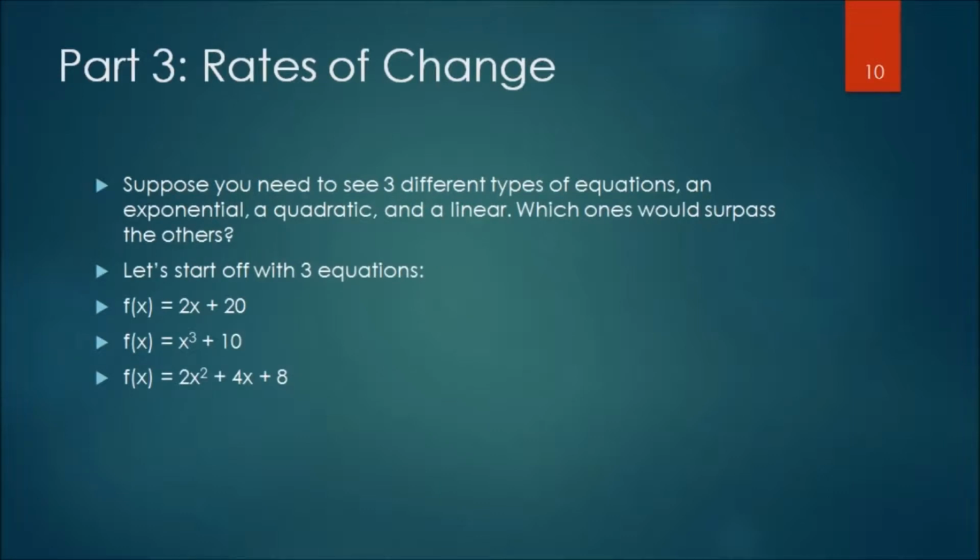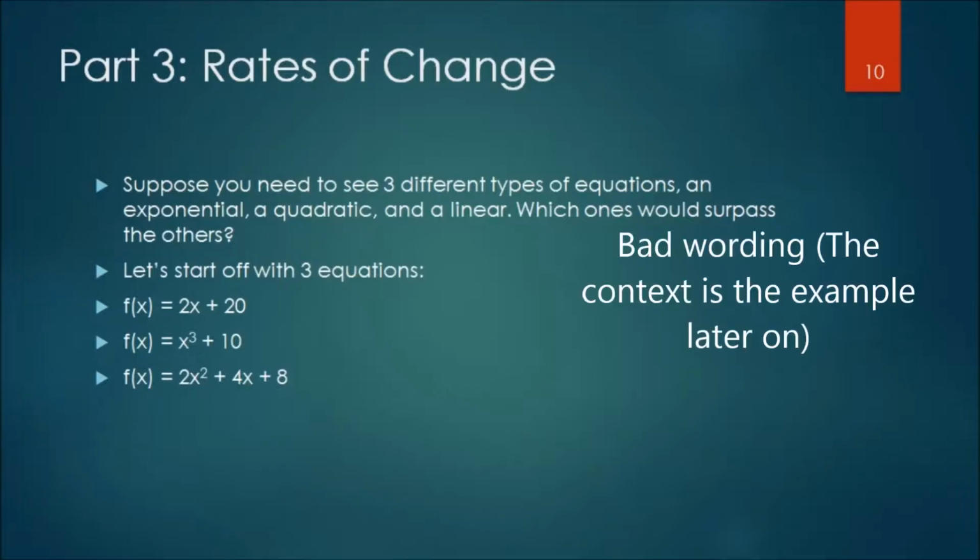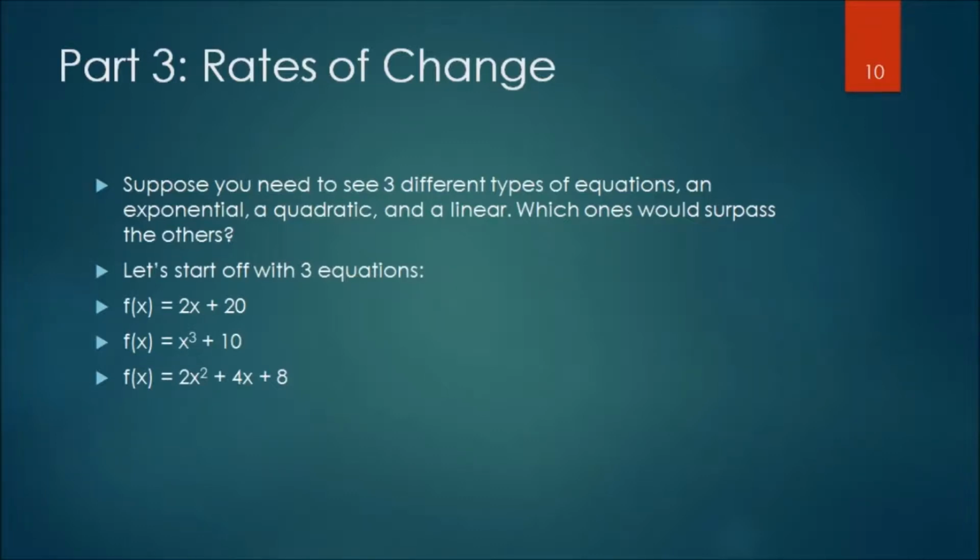Part 3 will be covering rates of change. Here's the scenario. Suppose you need 3 different types of equations, an exponential, a quadratic, and a linear. Which one would surpass the others? Start with 3 equations. f(x) = 2x + 20. f(x) = x³ + 10. f(x) = 2x² + 4x + 8. The first one is linear, the second is exponential, and the third is quadratic.